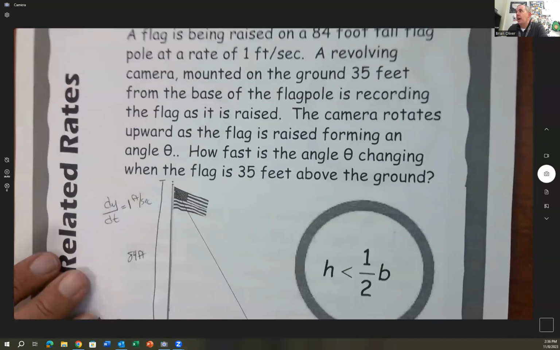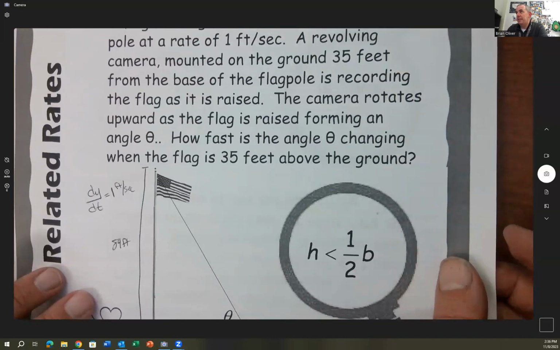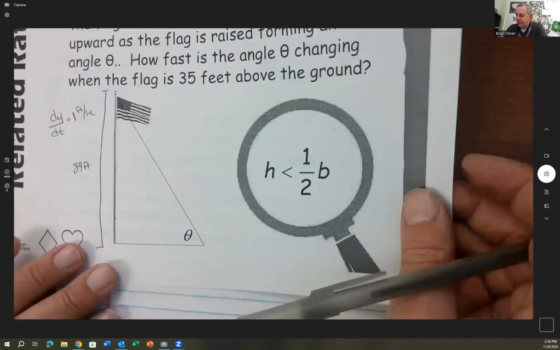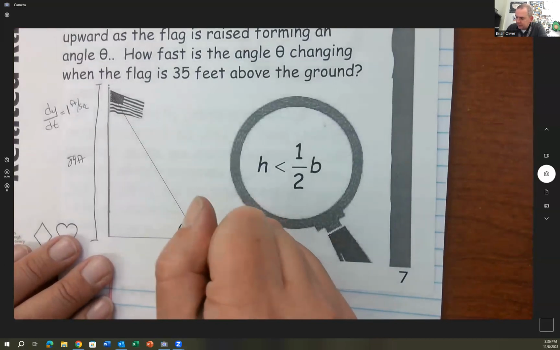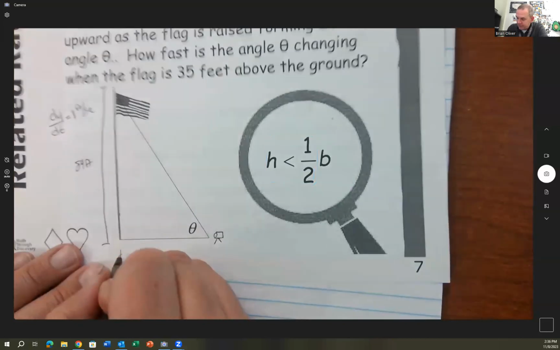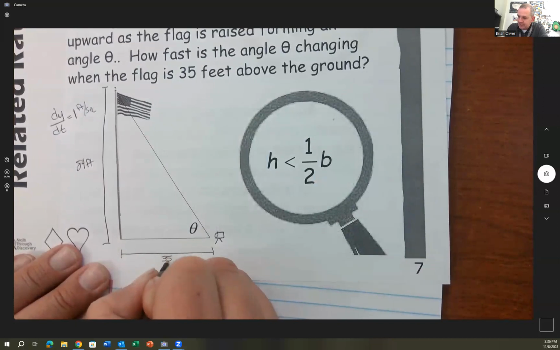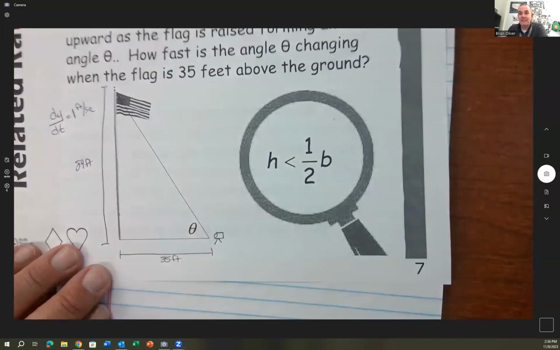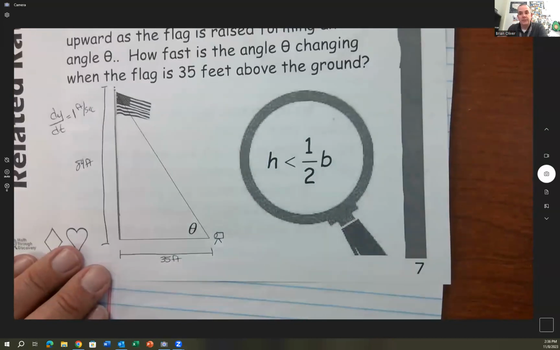Okay. A revolving camera mounted on the ground 35 feet from the base of the flagpole is recording it as the flag is raised. So again, we're going to have our camera here. You're going to see my great art skills. There's my camera. It's mounted, and I know for a fact this right here is my fixed, my known, my constant. This is 35 feet away. I know for a fact that's never changing. The camera's going to angle up as we go.